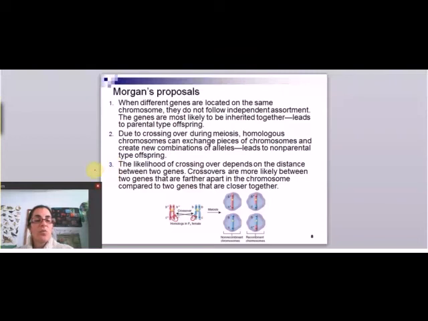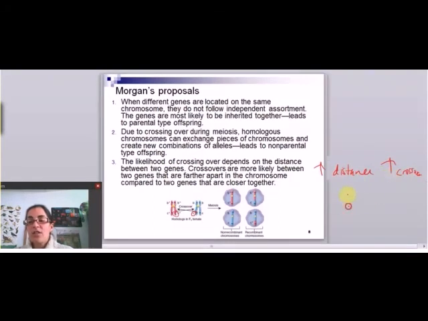His third, and one thing that he used a lot, his proposal, he said that the likelihood of crossover is going to depend on the distance between 2 genes. There's more likely to be crossover when 2 genes are farther apart. So the greater the distance between the 2 genes, the greater the number of crossover events, and the more crossover you have, the more recombinant offspring you have. So there's a relationship here. The farther apart they are on the chromosome, the more crossover you'll have, the more recombinant offspring will be present.